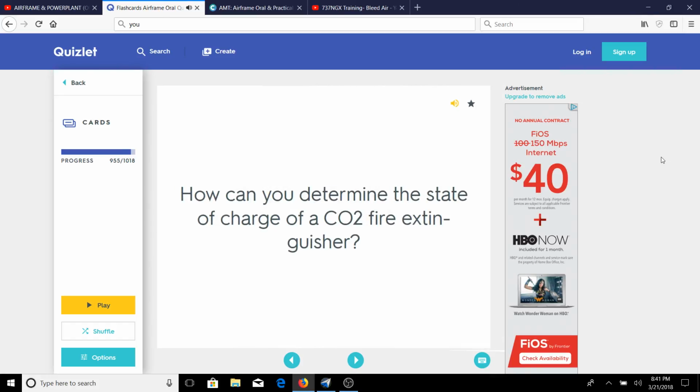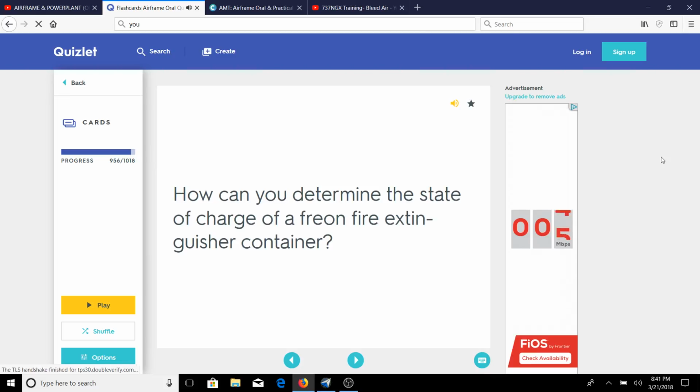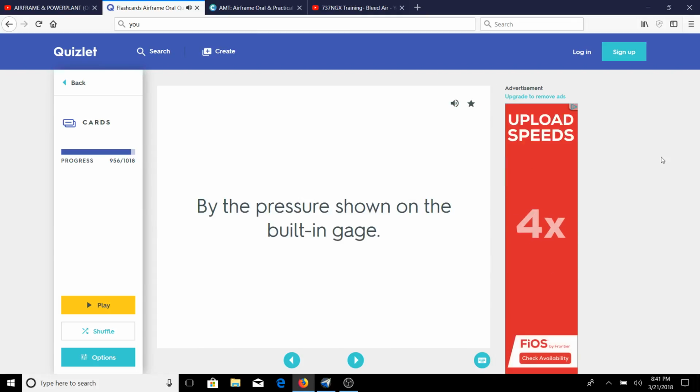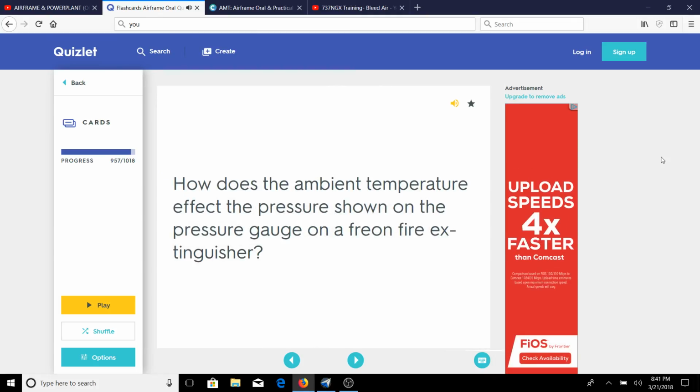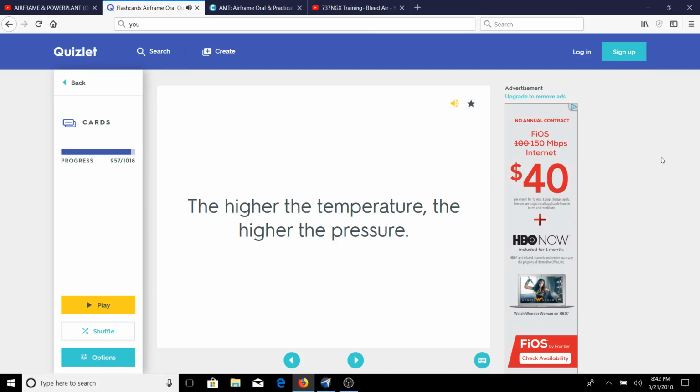How can you determine the state of charge of a CO2 fire extinguisher? By its weight. How can you determine the state of charge of a Freon fire extinguisher container? By the pressure shown on the built-in gauge. How does the ambient temperature affect the pressure shown on the pressure gauge on a Freon fire extinguisher? The higher the temperature, the higher the pressure.